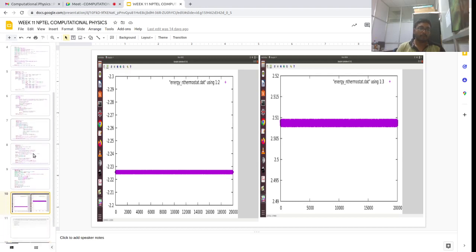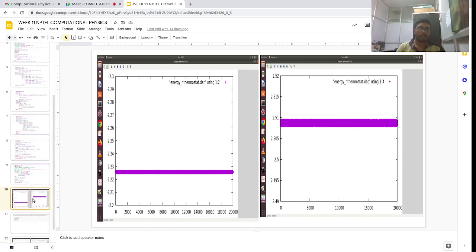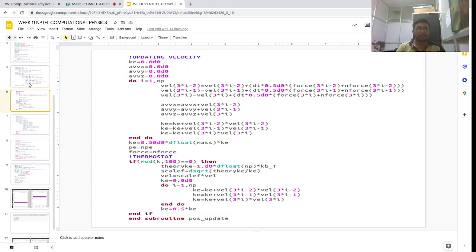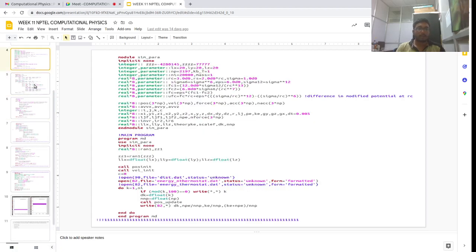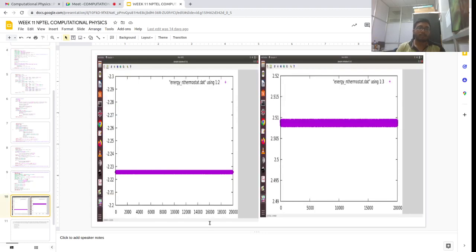So I am going to look at the values I have given here. You see the second column will be the potential energy, the third one will be the kinetic energy, and the fourth one will be the total energy. Now we are going to plot it. For the non-thermostat condition we have to find the fluctuation in kinetic energy and potential energy.